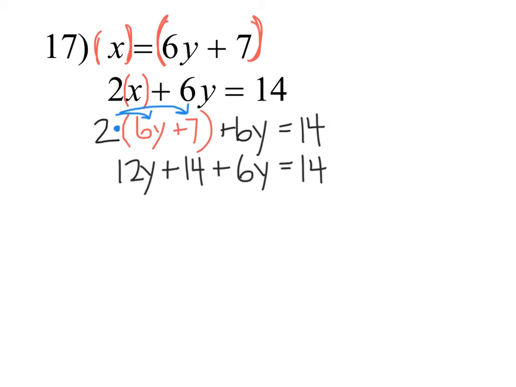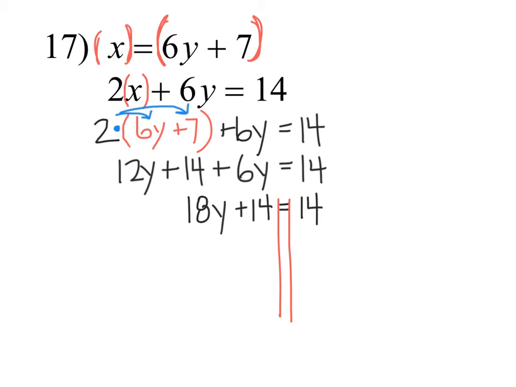Now, before I make my railroad tracks and move on, I have to pay attention to this. I've got some of my y's over here, 12 of them, and some of my y's over here, 6 of them. I have a total of 18 y's, because 12 plus 6 is 18. I still also have a plus 14 that I've got to write down, and that equals 14. Now that I've got my variable down to 1, I can make my railroad tracks and start solving my equation.